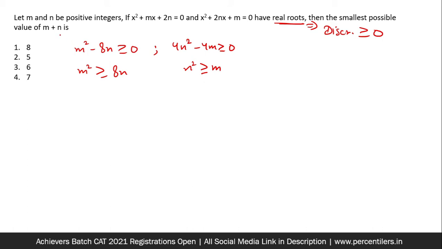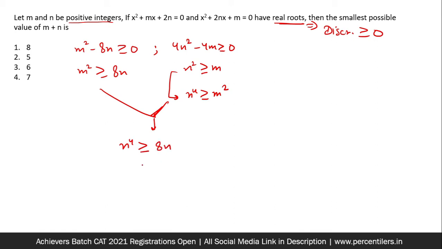Now we know that m and n are positive integers, so we don't have to worry about the variables becoming negative, so that is not a possibility. So I think we can reframe this inequation as this. And now since m square is greater than or equal to 8n, combining these two, I can say that n to the power 4 must be greater than or equal to 8n.